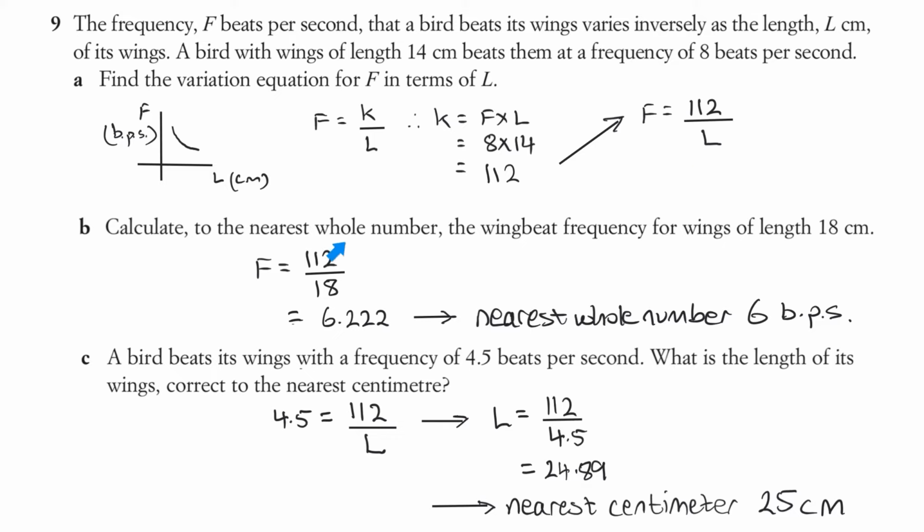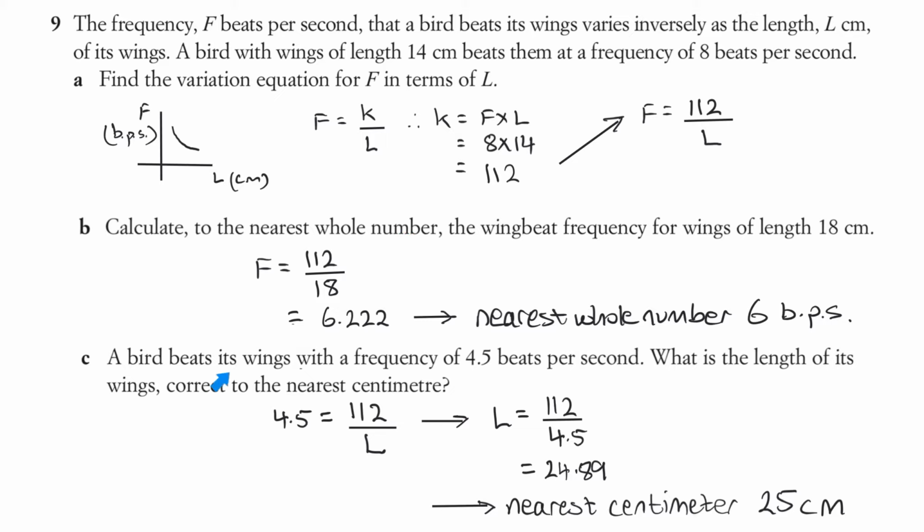B. Calculate to the nearest whole number the wing beat frequency for wings of length 18 centimetres. We're going to use F equals 112 on L. They've asked us to find the wing beat frequency when L is equal to 18. So 112 divided by 18 is 6.222. The nearest whole number is 6 beats per second.